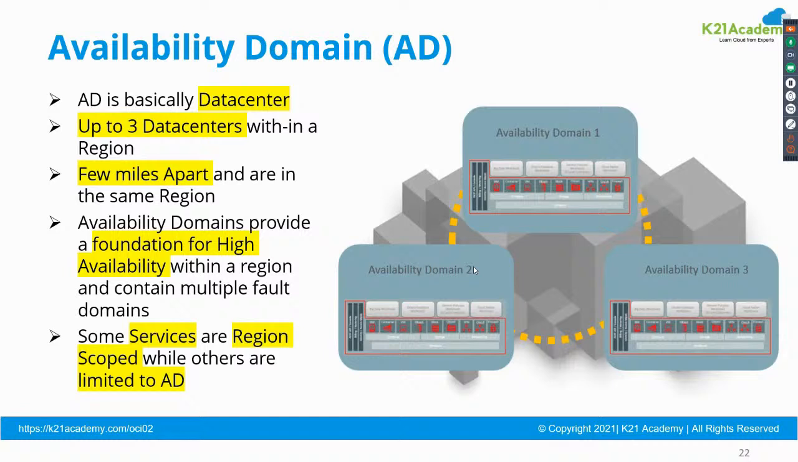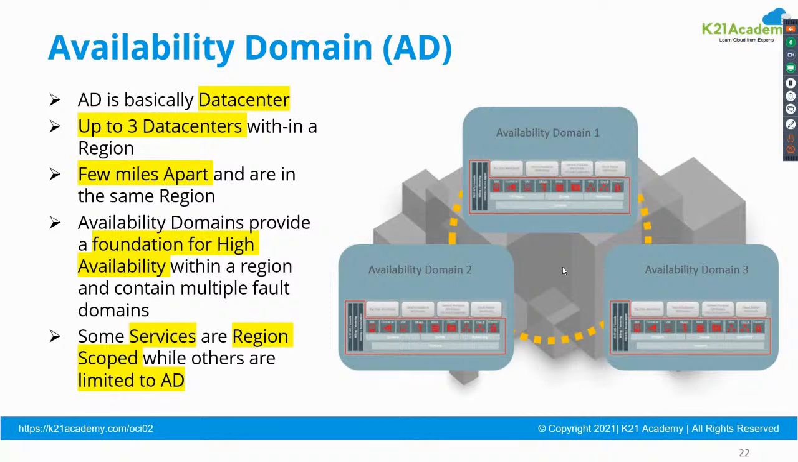Now these data centers are connected with each other with a low latency network. All the services are available here. In case one data center is down, it is not going to affect the other 2 data centers at all. They are completely isolated in terms of power and cooling. They are not sharing any hardware, and they are completely isolated from each other, but connected with a high connectivity, low latency network. That is the beauty here.